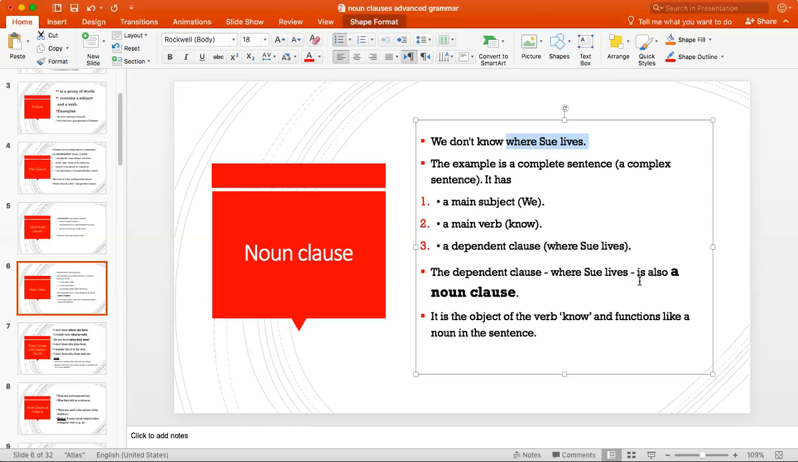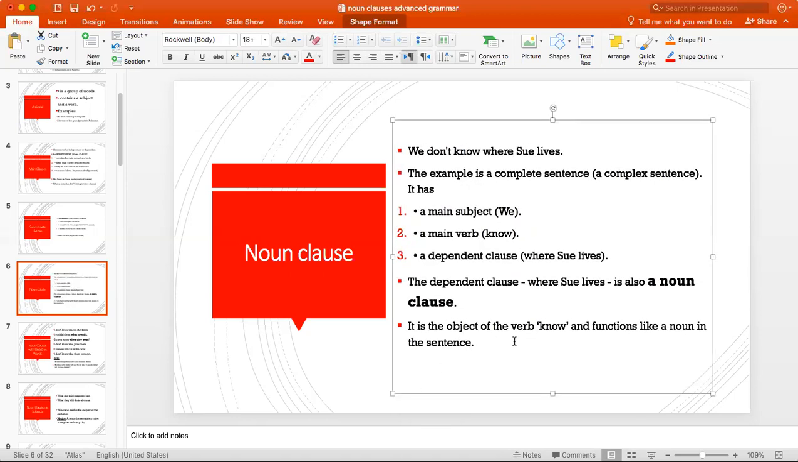Now, where Sue lives is the noun clause in this sentence. Sometimes, if you're studying English, you need to know that this is a noun clause, this is an adjective clause, this is an adverb clause. If you don't study English, you don't need to know what name to use to describe something as long as you speak correctly and grammatically correctly.